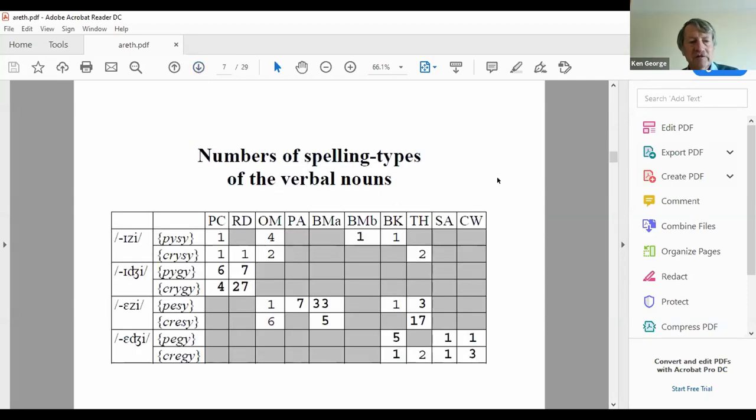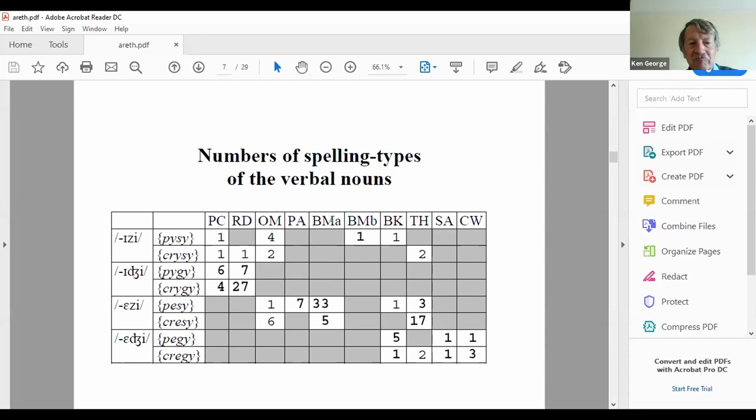Now, if we check on how these verbal nouns are spelt in the different texts, we find the following table. And those which are more important, I have marked in bold. We find, for example, that in Passio Christi and Resurrectio Domini, the Pidgey, Crigi forms dominate. In Origo Mundi, there is a mixture. In Passion Agon Arlet, they favour Pezzi.